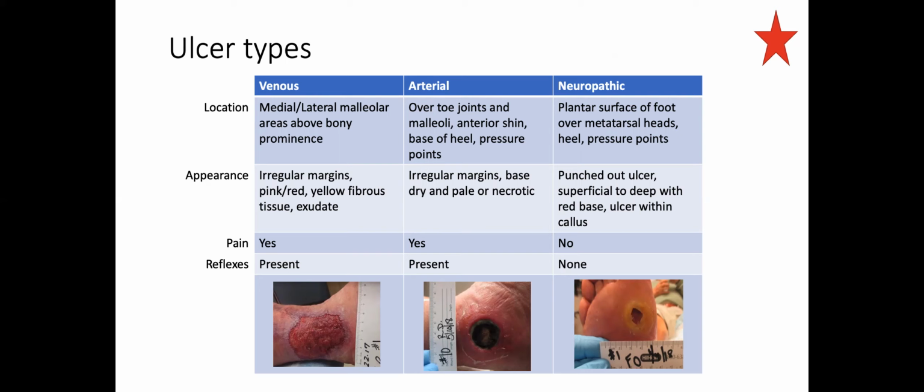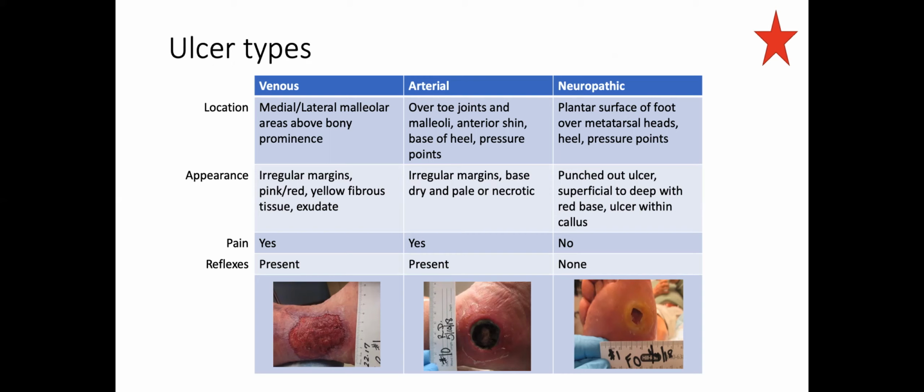So let's talk about the appearance. So for venous, there's going to be irregular margins. It's going to look pink to red. It'll have a yellow, fibrous, granular looking tissue, and there might be some exudate. Arterial, there's going to be irregular margins, just like venous, but the base is going to be dry, and it's either going to look pale or necrotic. So you can see in the picture that there's that area of central necrosis where the venous section looked more fibrous.